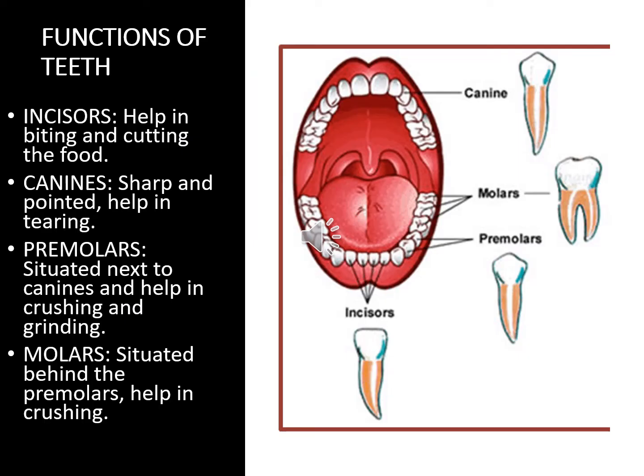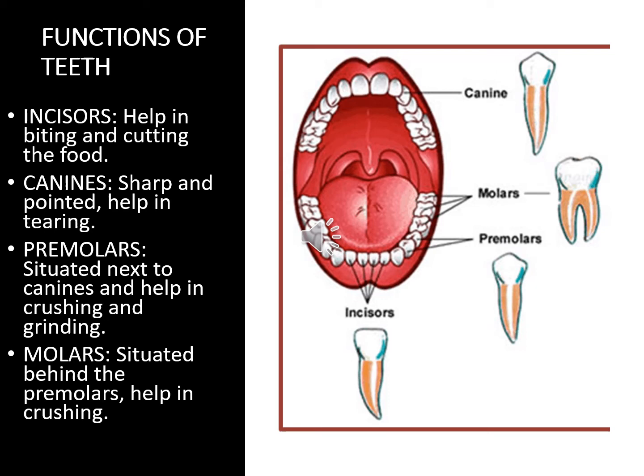Let's now discuss the functions of different kinds of teeth. Incisors. They help in biting and cutting the food. You can see the incisors are pretty sharp and they help in biting and cutting the food. Then comes the canine. Canines are also very sharp and pointed. They help in tearing the food. The canines are the strongest in case of carnivorous animals as they need to tear raw meat.